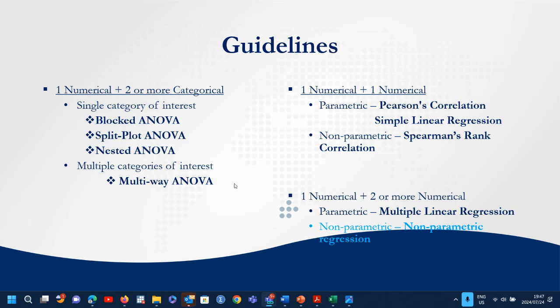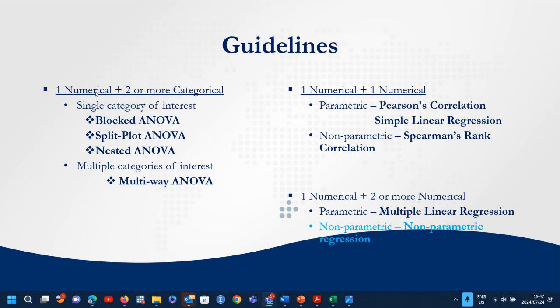And so they have to be either numeric, all numeric, or a mixture for it to be multiple linear regression. When you have one numerical dependent, and the independents are all categorical, but it's more than one, then you will be doing this kind of ANOVAs, depending on the design.